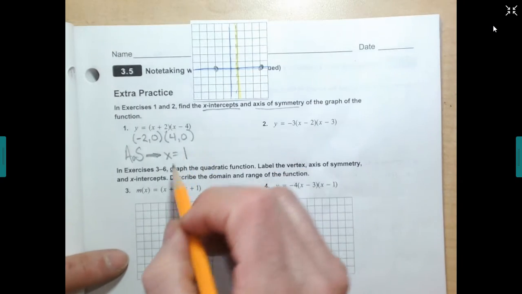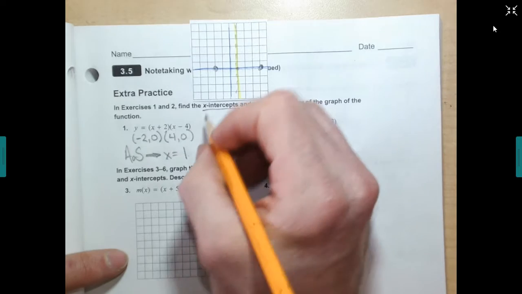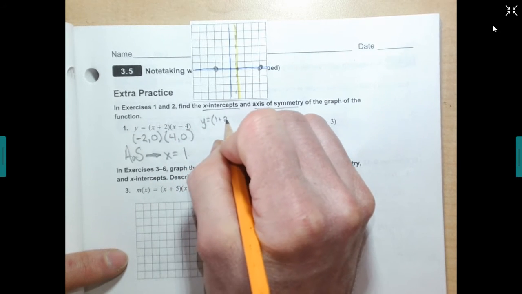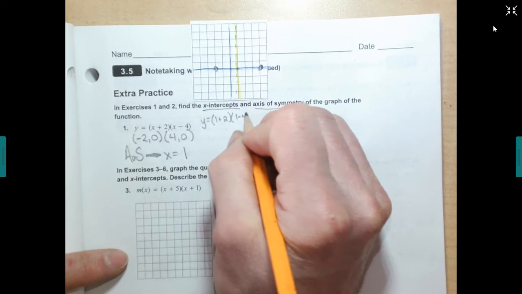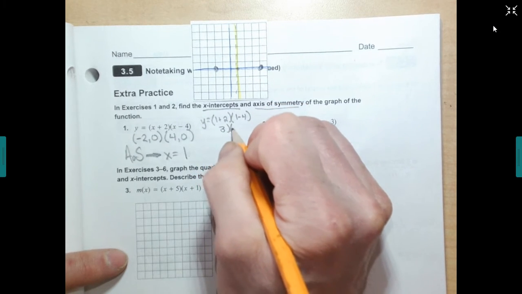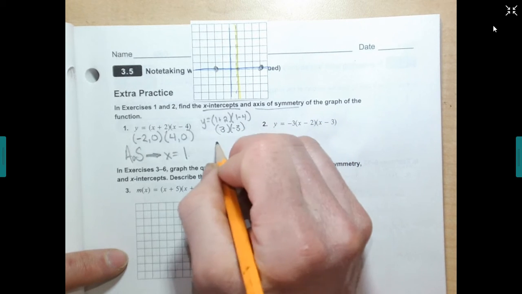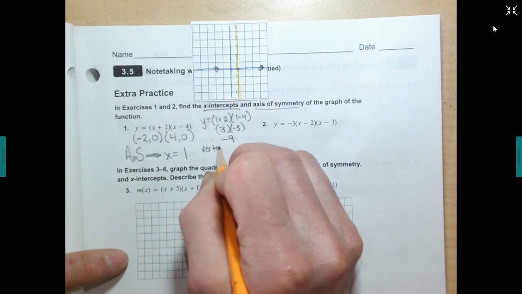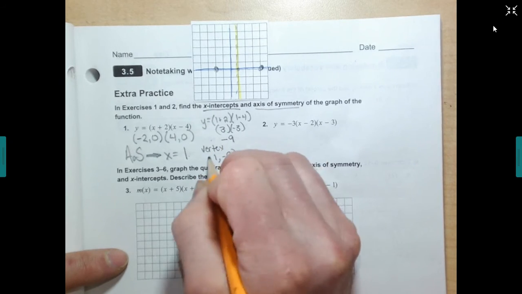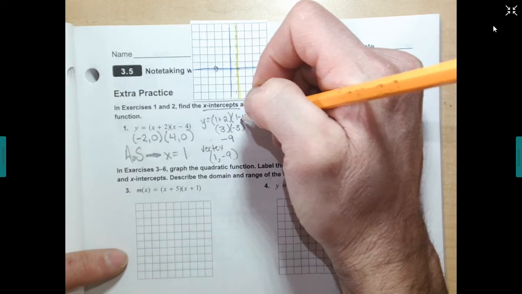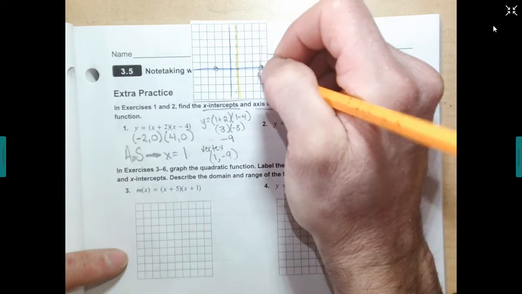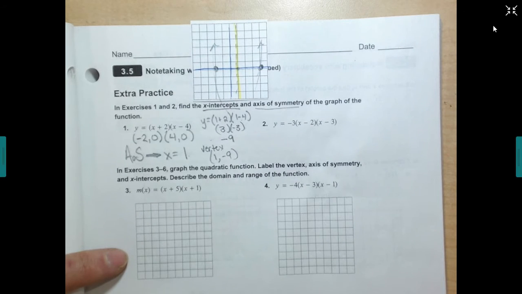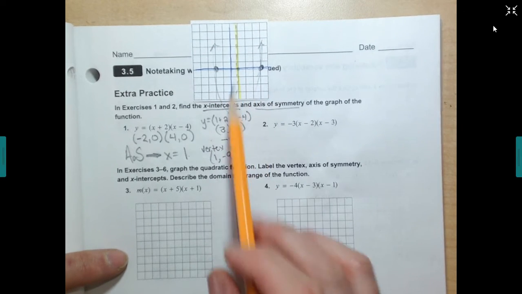Do we want to find our vertex? Let's go for it. So if our x equals 1, let's plug 1 into here. So we have y equals 1 plus 2 times 1 minus 4. So we have 3 times negative 3. So we have y equals negative 9. So our vertex is (1, negative 9). So it's down here, and then it goes up like that. So there you go. Intercepts, axis of symmetry.